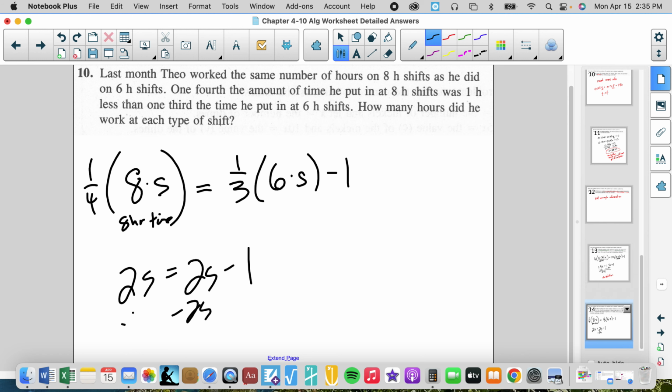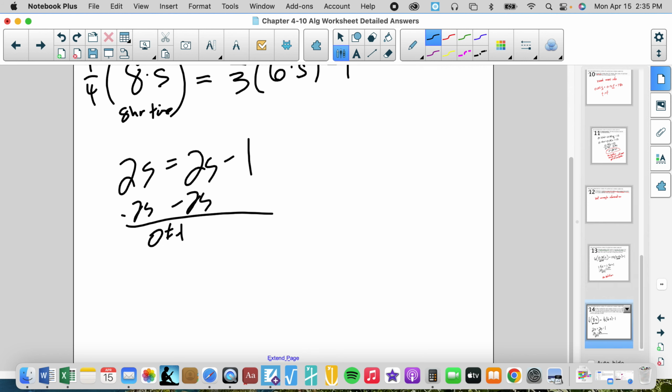Minus 2s, you get 0, which doesn't equal -1. So again, the variables cancel out, and it makes a false statement, so no solution. There's no solution to make it. All right.